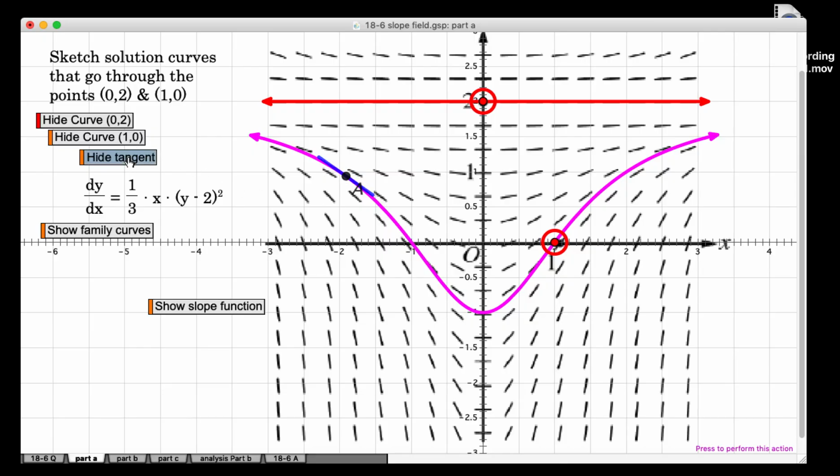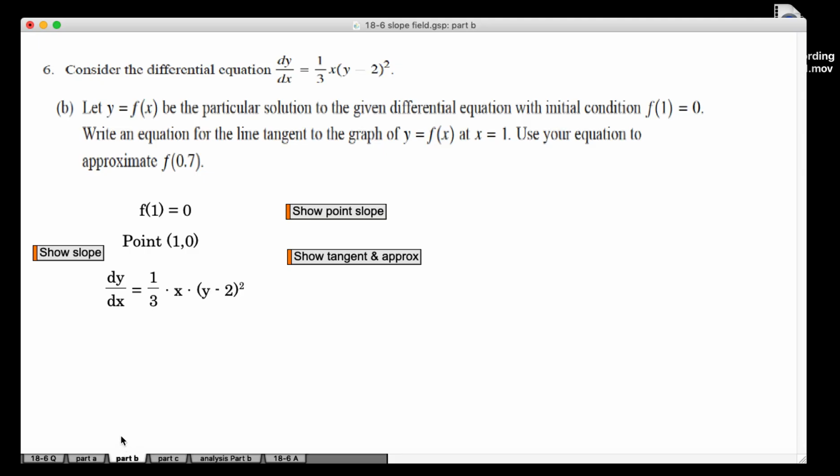All right, let's go to the next part of this question. That should be a pretty easy part. The next part says, again, here's this differential equation. Let f of x be a particular solution to the given differential equation with initial condition. In other words, there's a point on this function, 1, 0. Then it says write an equation for the tangent line to the graph of f of x at x equals 1, and then use this equation to approximate f of 0.7.